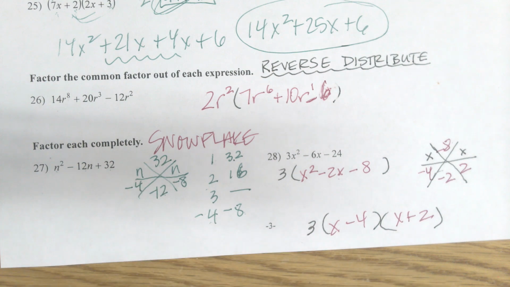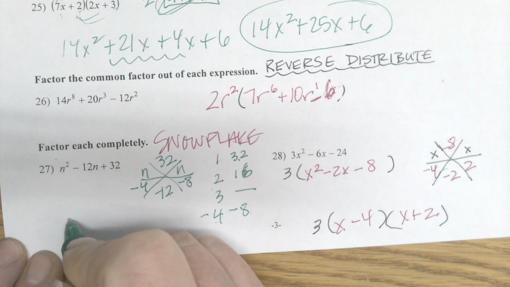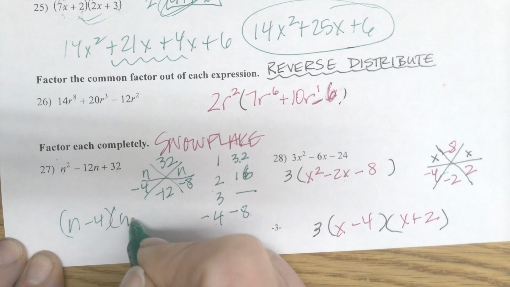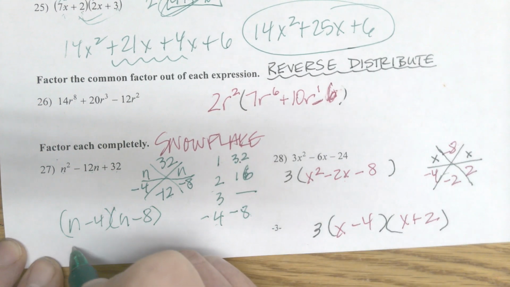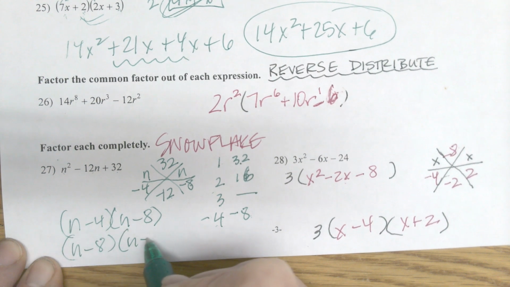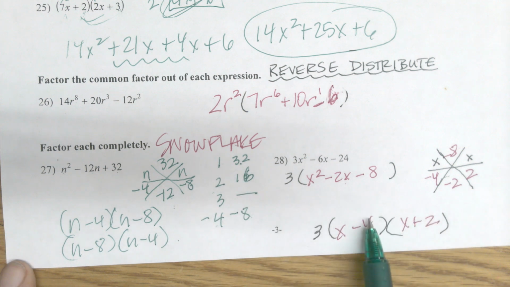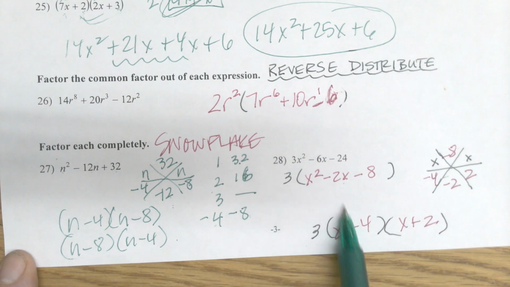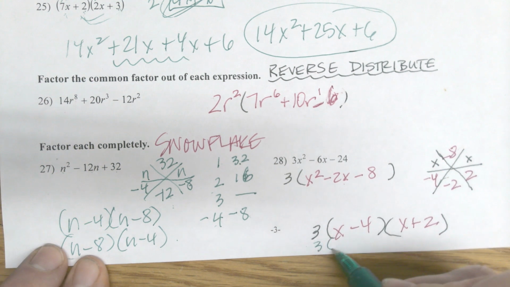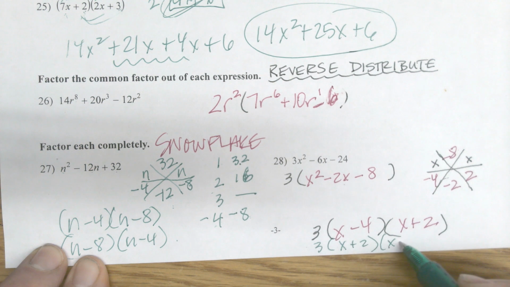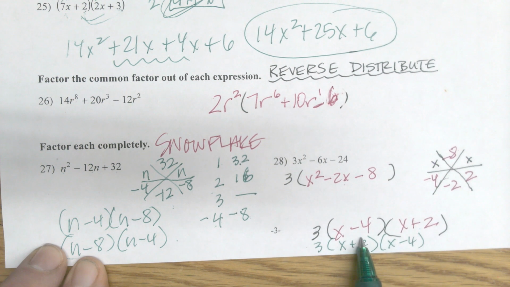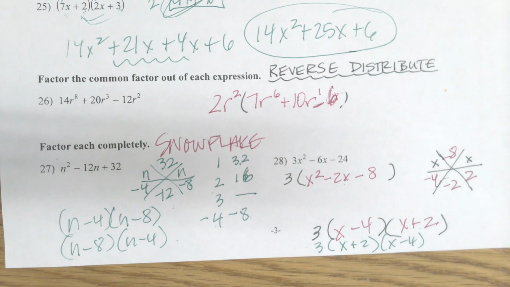So sometimes you're going to have to play around with the numbers. When I'm done, I'd write this as n minus 4 times n minus 8. Or I could write it as n minus 8 times n minus 4. Again, in multiple choice, it might be written either way. If the signs are different, like in number 28 that we did yesterday in class, then it could be written as 3 times x plus 2, x minus 4. Keep in mind that the plus will stay with the 2 and the minus will stay with the 4, but the order that you write those parentheses in doesn't change.